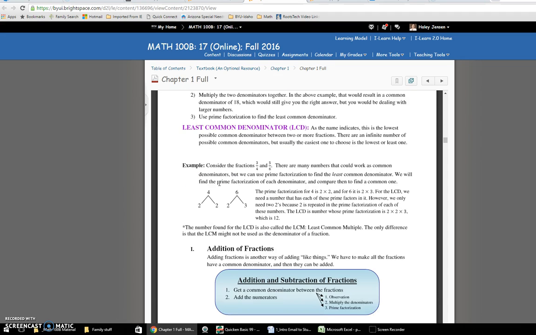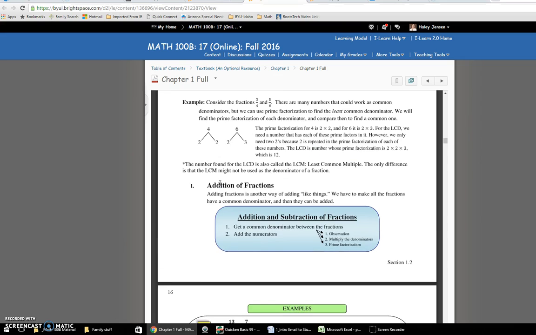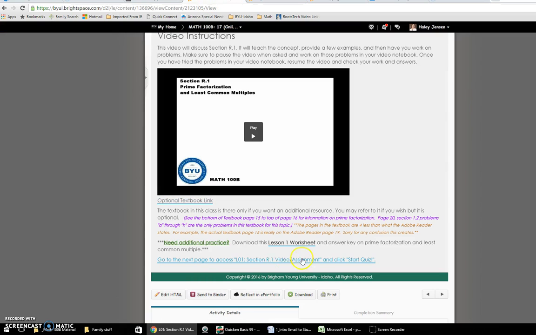Did I get the page numbers right? Well, oh, is that prime factorization? There it is. See, I did get the page numbers right. I was like, but where does it say prime factorization? So there's just a little blurb. So you're better off with the video. So let's go back to the lesson here.